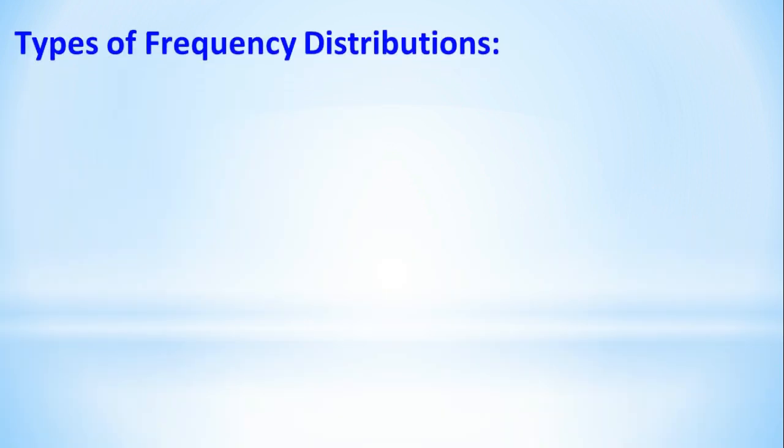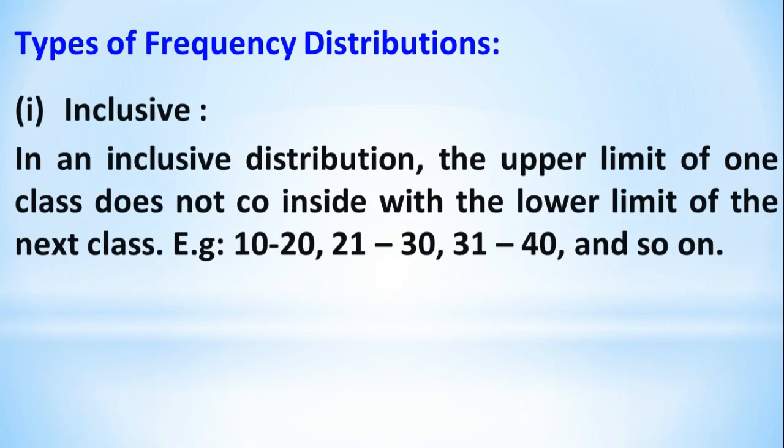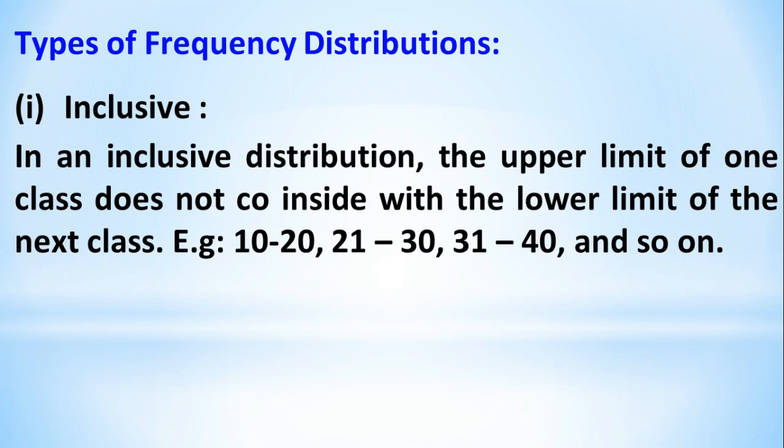Next is types of frequency distributions. We have two types of frequency distribution. One is inclusive. What is this inclusive? In an inclusive distribution, the upper limit of one class does not coincide with the lower limit of the next class. Just keep this example in your mind, children. 10 to 20, 21 to 30, 31 to 40, and so on.